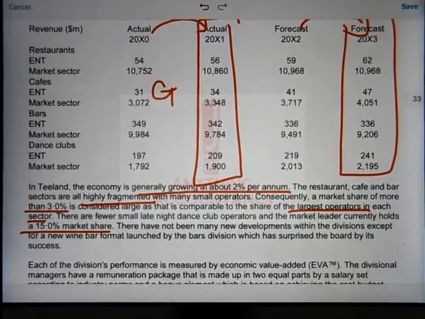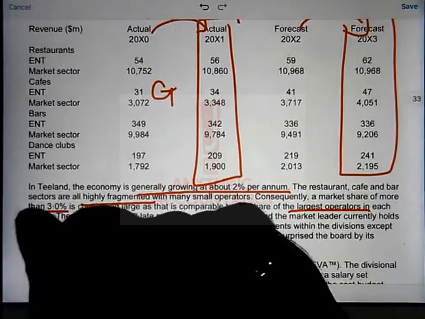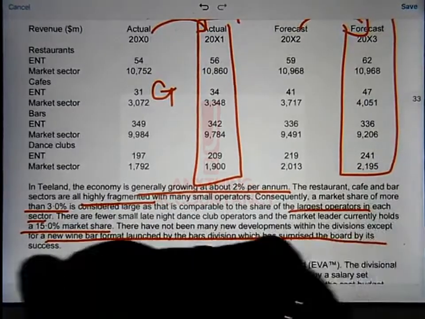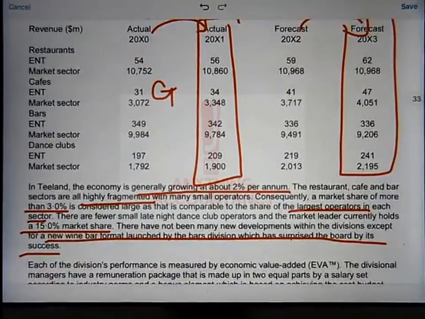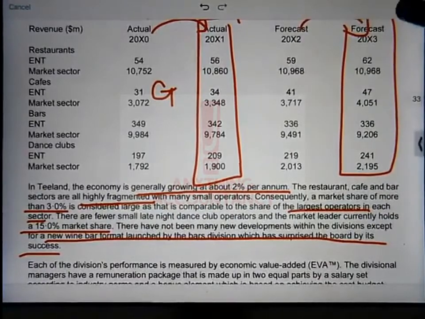There have not been many new developments within the division except for the new wine bar format launched by the bar division. So you're looking at the new wine bar, which could actually be a different business segment, a different division by itself. Okay. So that might be something you have to look into.